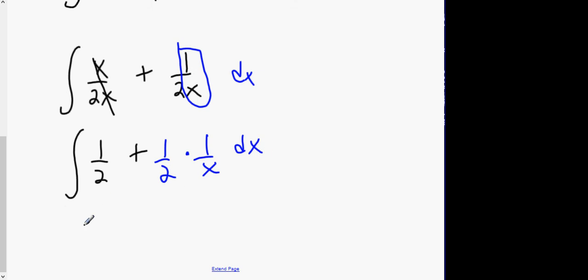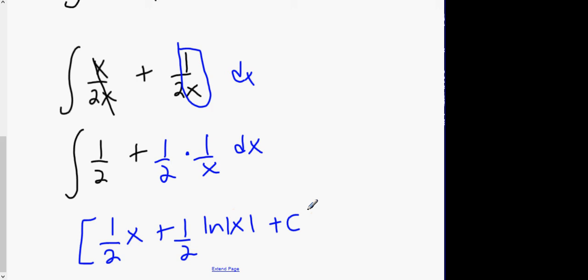And then when we integrate this, what's a half? When you integrate a half, or when you integrate any number, what do you get? Just put an x beside it. So this is going to be a half x, and what's this going to be here? ln x. And then you have your plus c at the end. Okay, so that's the second example done.